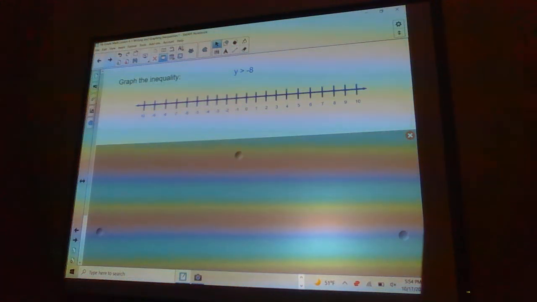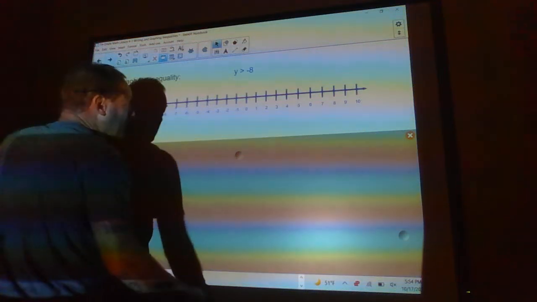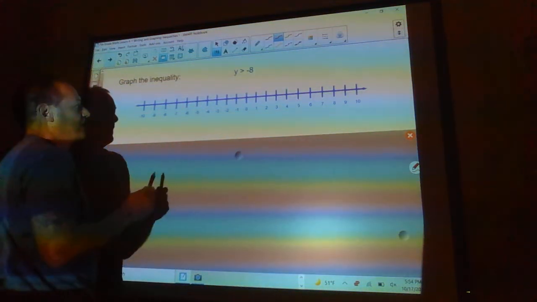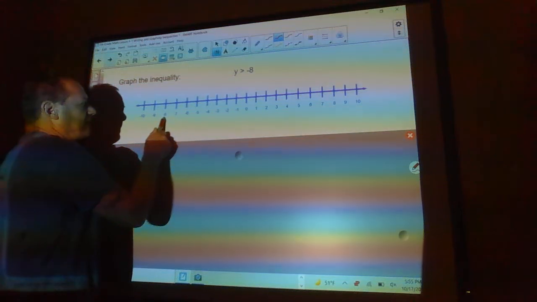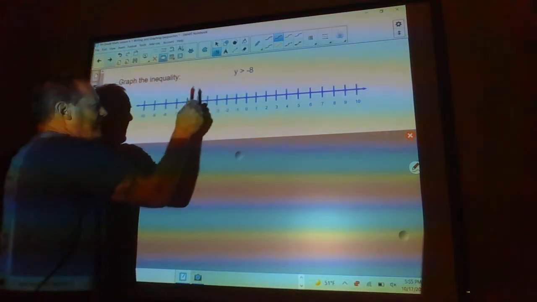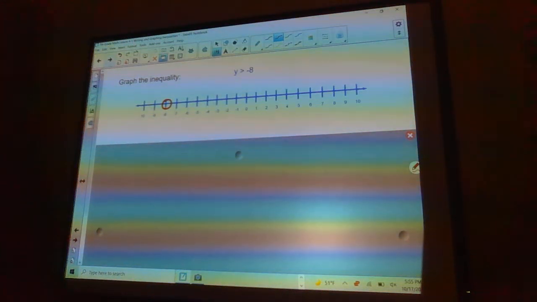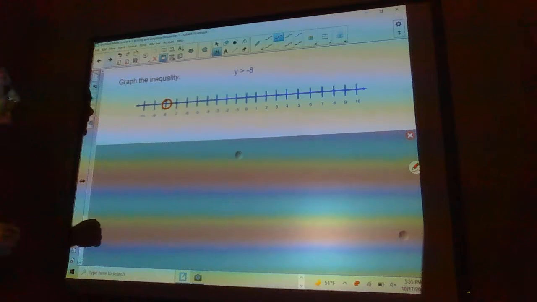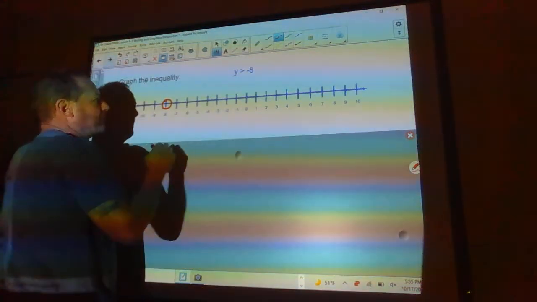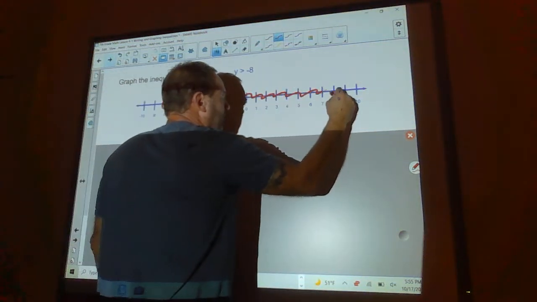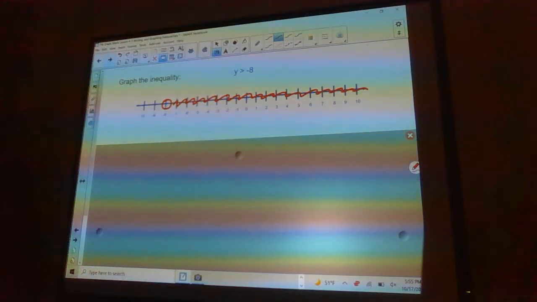Okay, how do you graph an inequality? Okay, so you got to pay attention here. So this first one, we're going to graph y is greater than negative 8. So here's what you do, you go to negative 8, and here's negative 8 right here. Now, since it's greater than and not equal to, I'm going to put an open circle right there. We use open circles when it's greater than or less than. And now we're going to shade all the numbers that are bigger than negative 8, and bigger is always to the right. So all these numbers here are greater than negative 8.